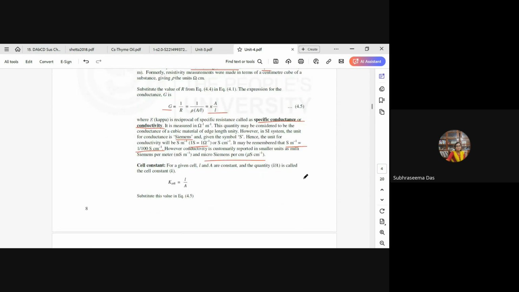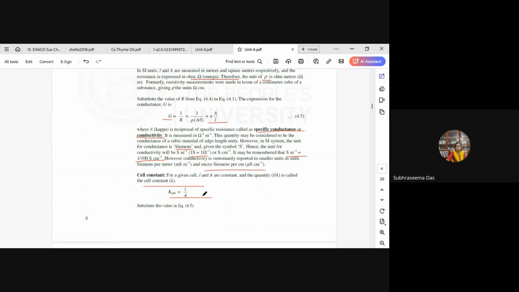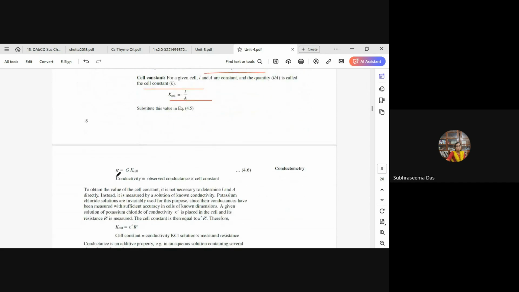Now coming to cell constant. For a particular cell, when A and L are constant, the quantity L by A is called the cell constant K. That is, K cell is equal to L by A. Now when we substitute this value in the equation of G, we get kappa is equal to G into cell constant. That is, conductivity can be defined as the observed conductance into cell constant.